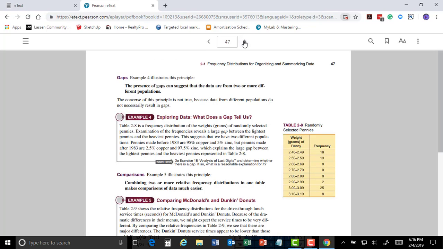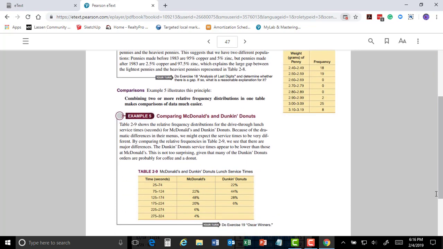Comparing McDonald's and Dunkin' Donuts. Okay. So these are frequencies, right? See them? And then these are probabilities, because we divided each one of these by the total number of frequencies. Okay, so it changes from relative to the histogram.